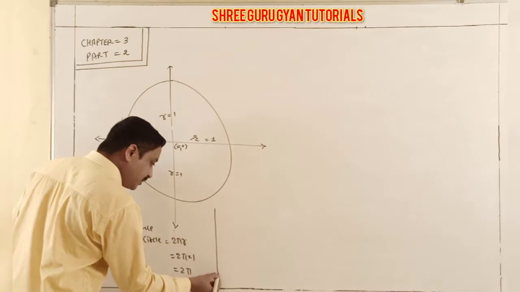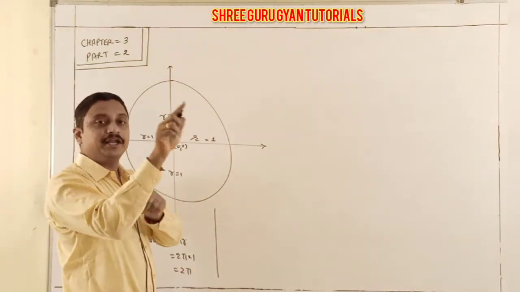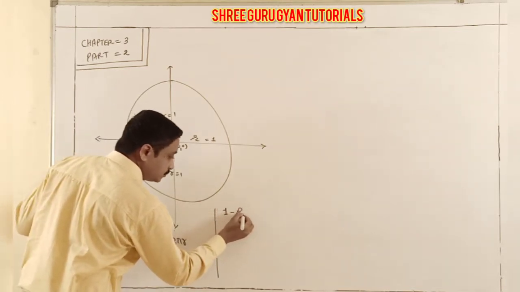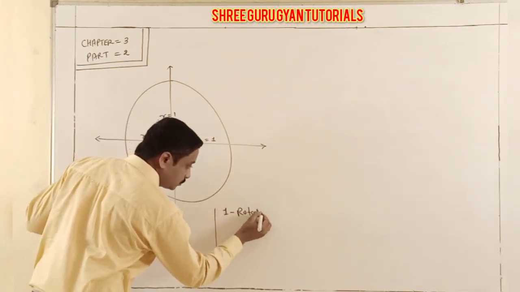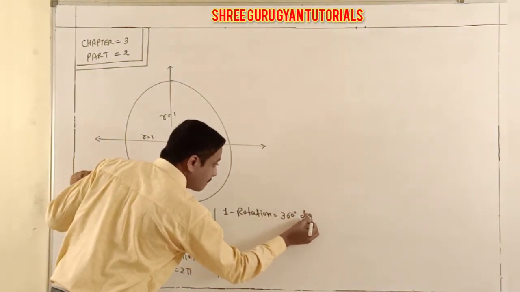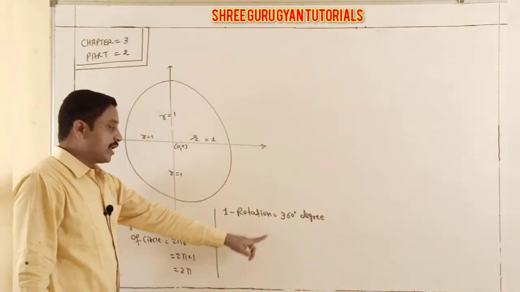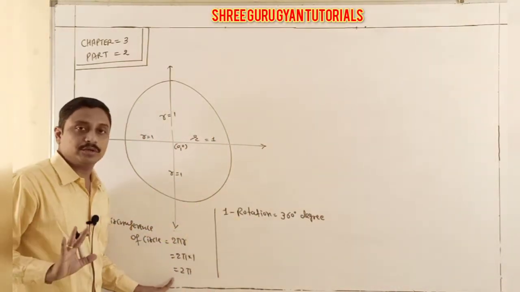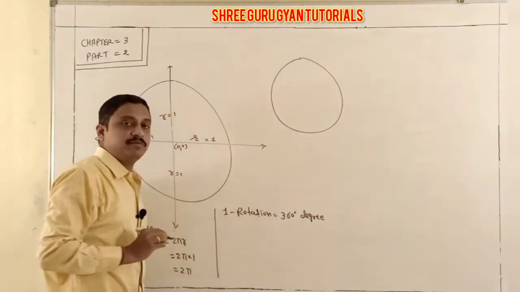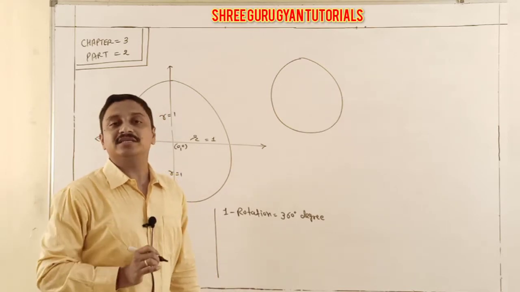And this I also explained for our total degree. How many? Yes, in one rotation, 360 degree. So this value and this value are already known. Now students, today I am going to explain the relation between radius and angle measure theta.